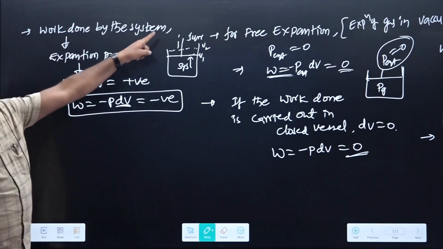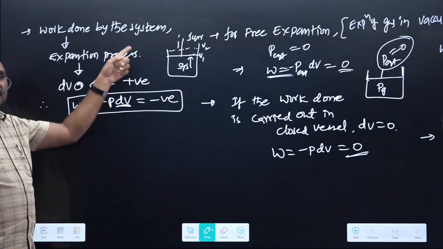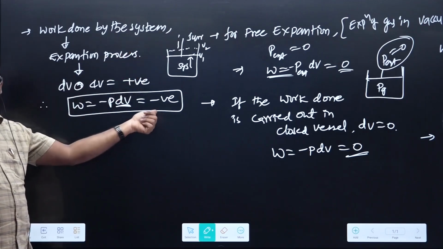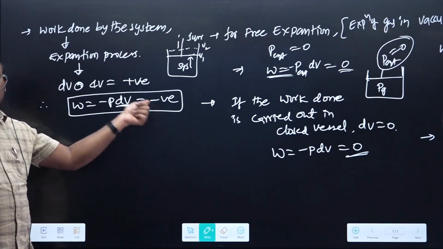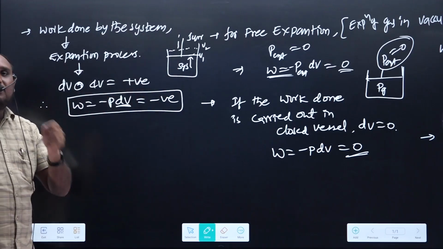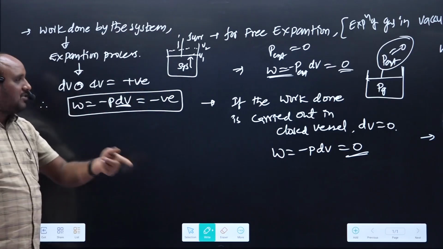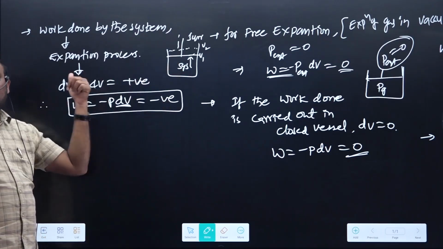So work done by the system means the expansion process is carried out. So for the expansion process, what about W? Negative, right? Expansion means the system is doing work. Whenever the system does work, it loses some amount of energy. Therefore that is expressed as negative, right?